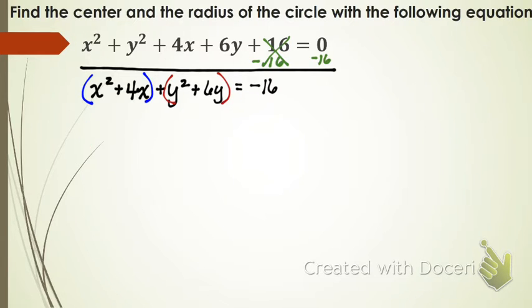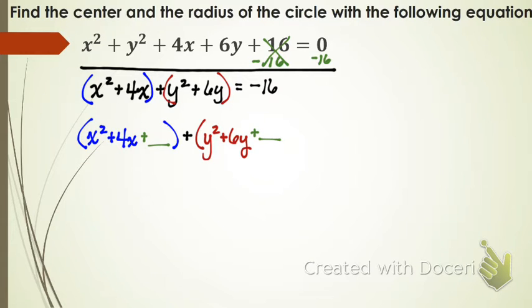So I've got x squared plus 4x plus something. And then plus, I have y squared plus 6y plus something is equal to negative 16. Since I am introducing 2 new things into my equation, I'm going to have to do the same on the other side to keep it balanced.